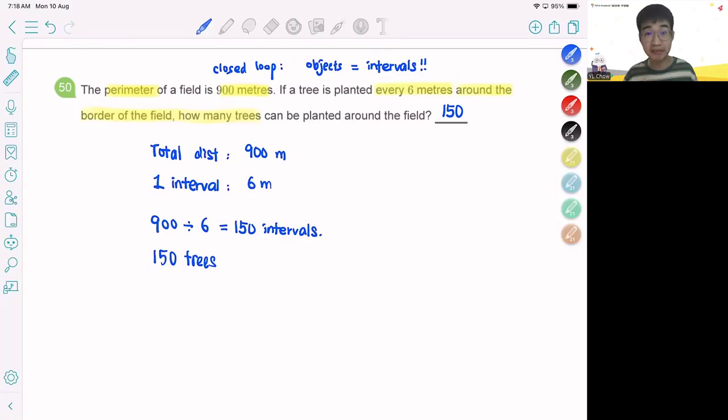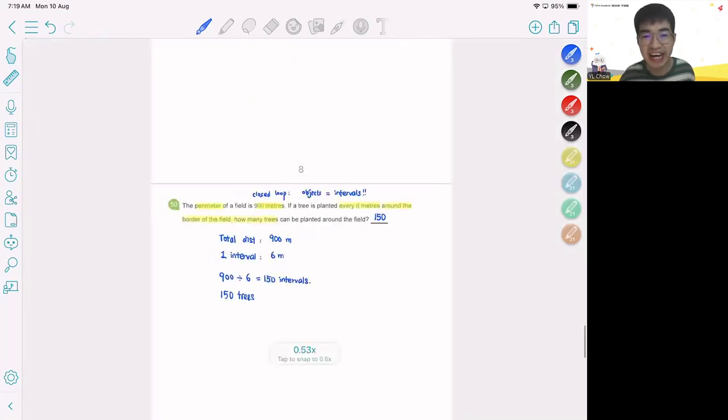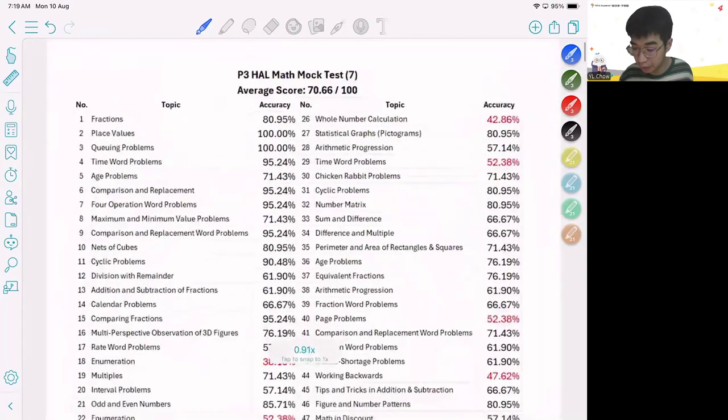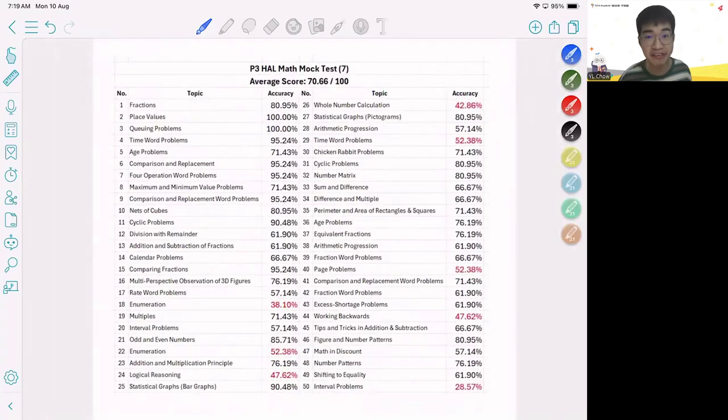And so that is how you can do this problem in basically one step. The key point is to remember that interval problems in a closed loop are slightly different from those in a row. In a row, you still need to check whether there are objects at both ends. But if it's a closed loop, your number of objects and number of intervals should be the same. And with that, these are all the problems that I would like to go through for mock test 7. We still have mock test 8 and our in-person mock test coming up.